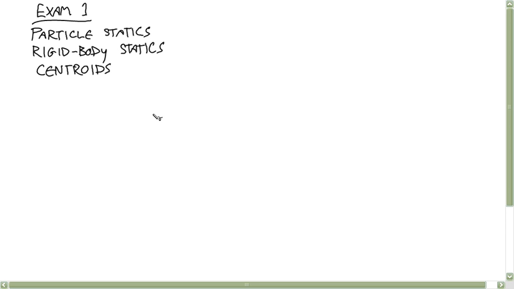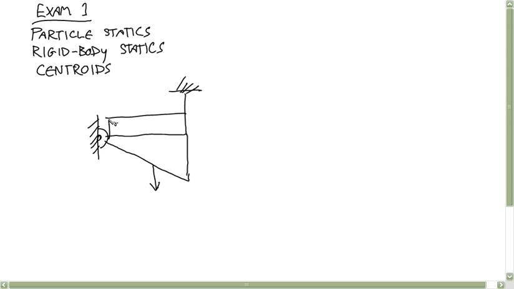So on the free body diagram, I'm pretty flexible with how you treat a distributed load. Say you have a problem like this, and there's your distributed load.